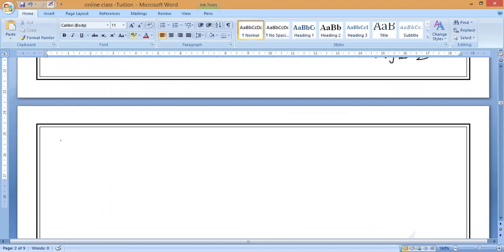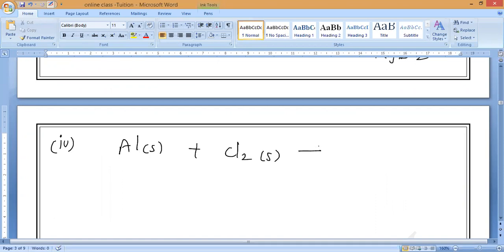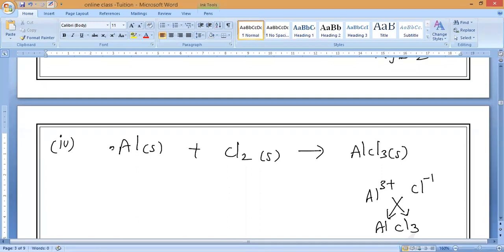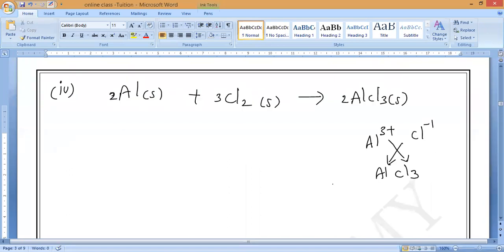Aluminium. Let me see who will say aluminium. Al plus Cl2 will give AlCl3. Aluminium with chlorine gas gives AlCl3, solid state. Chlorine is -1. Balancing, exchanging: 2Al plus 3Cl2 will give 2AlCl3.